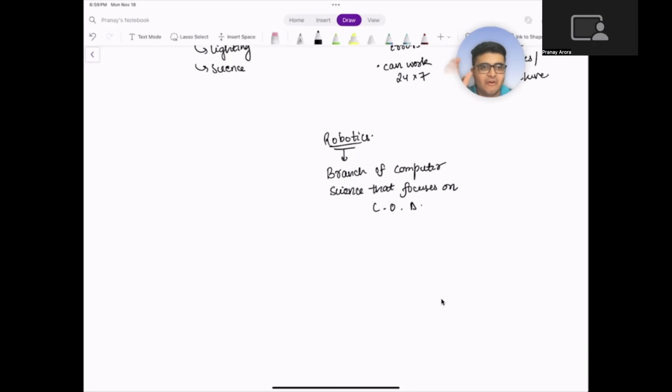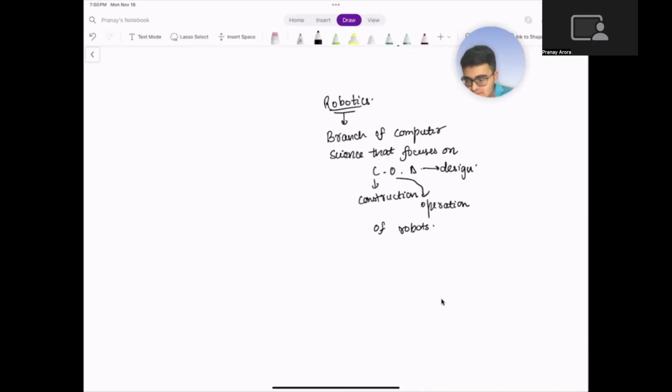Not Call of Duty. This is just an acronym for you to remember. It's COD, where C stands for construction, O stands for operation, and D stands for design of robots. So, a branch of computer science that focuses on construction, operation, and design of robots. Easy, simple.